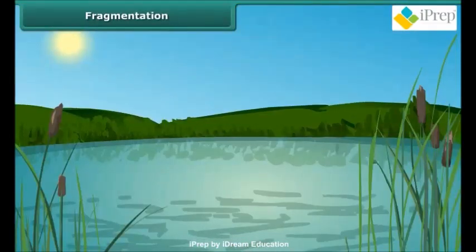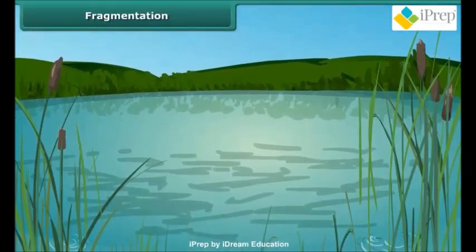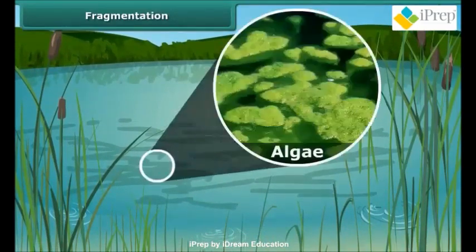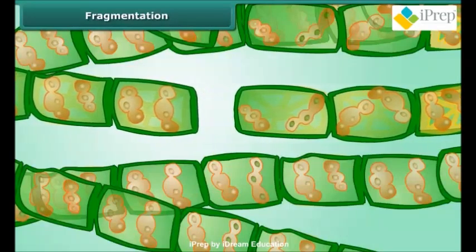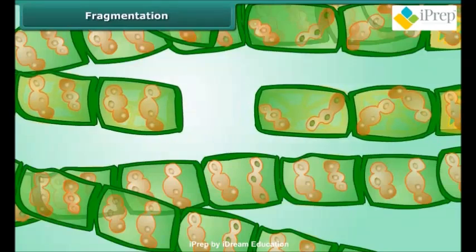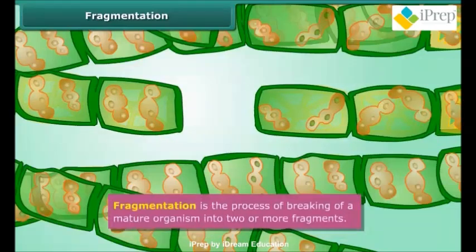Fragmentation. Have you ever noticed green-colored patches in a pond? These are algae. Algae reproduce asexually by fragmentation. Mature algae break up into smaller fragments, and these fragments grow into individuals. Fragmentation is the process of breaking of a mature organism into two or more fragments.